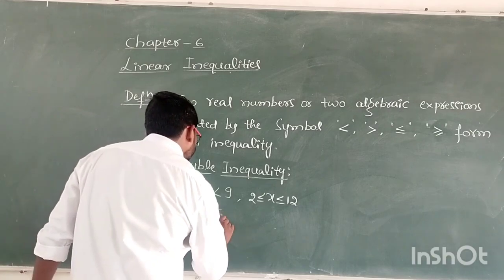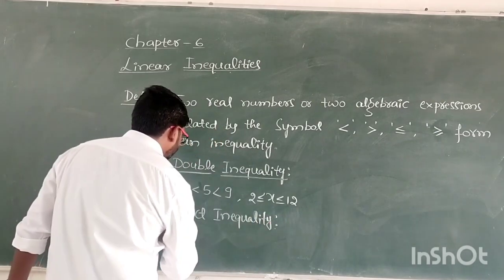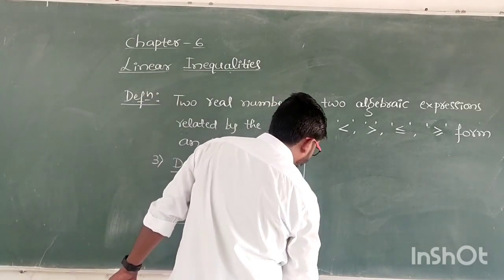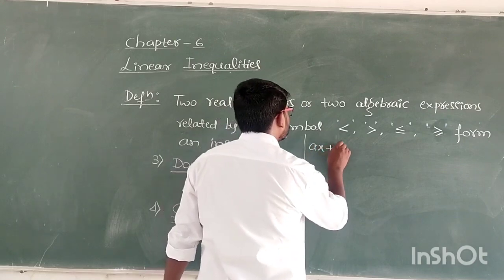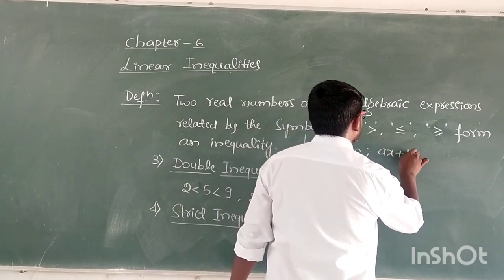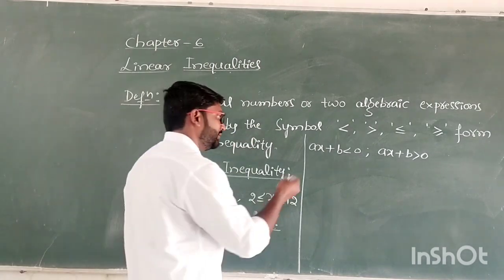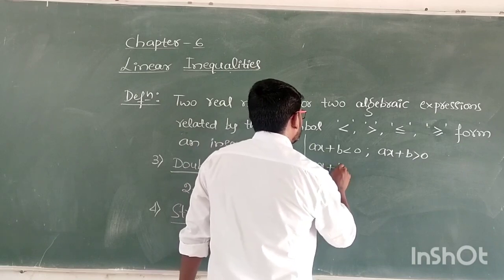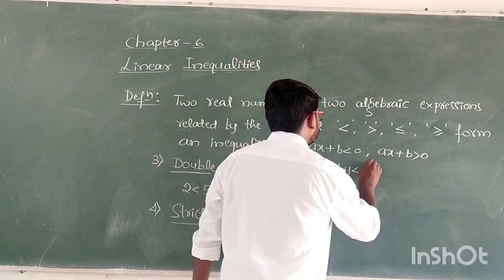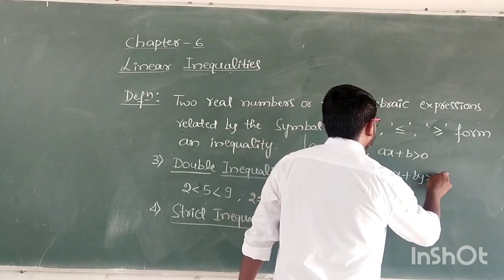Strict inequality. The examples for strict inequalities are, we'll write the examples here: ax plus b less than 0 and ax plus b greater than 0, and ax plus by less than c, and here ax plus by greater than c.